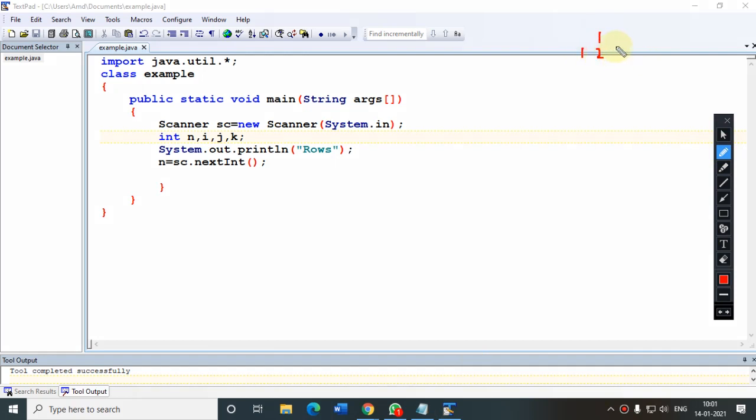Try to understand the basics. Those who have done and those who have not done, this is for all. Just try to understand the basics. If you get the basics, you can easily understand any type of pattern. Then only you can try. Now see, this is a simple diamond, just like a triangle.